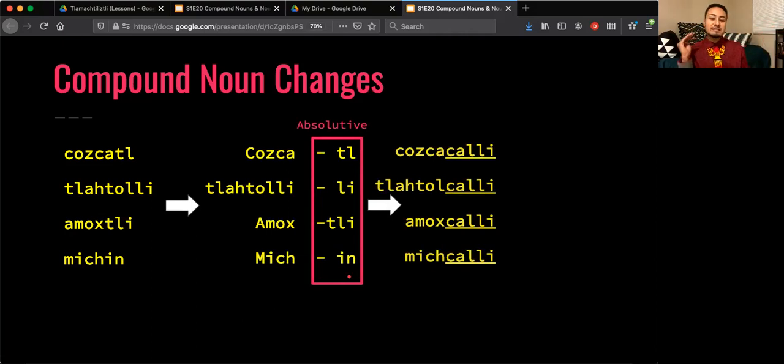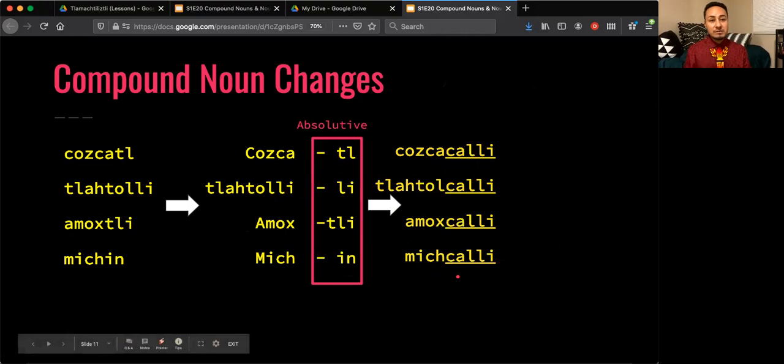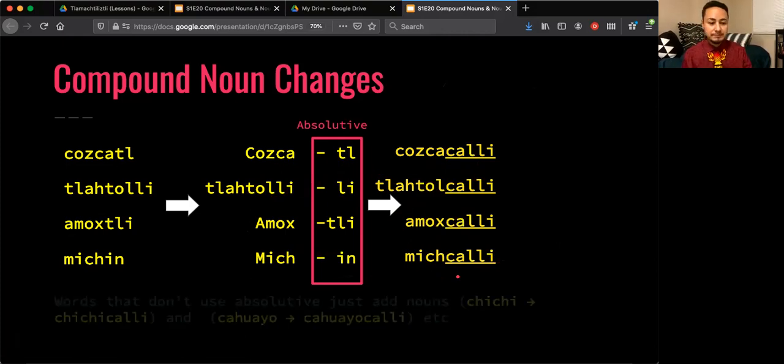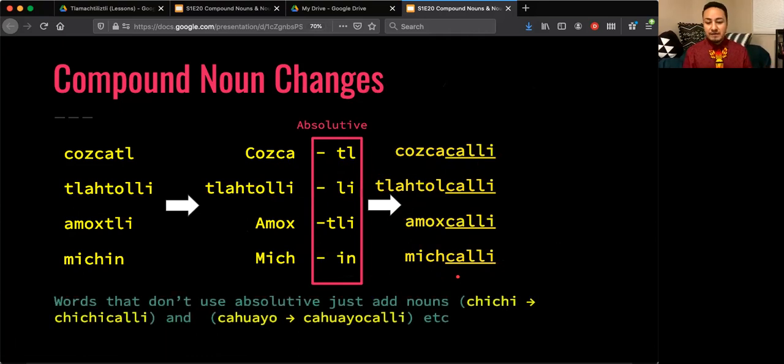So for example, if we're going to say coscatl and calli, you can combine those by removing the TL from coscatl and then having it as coscacalli. Okay, for tlahtolli, it would become tlahtolcalli, amoxcalli, and michcalli. So this word calli means house, but it also has this other meaning of building, okay? Like a physical building.